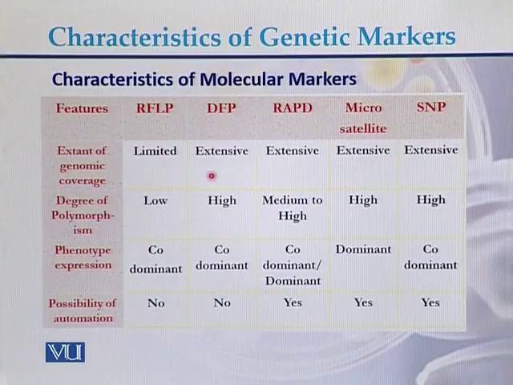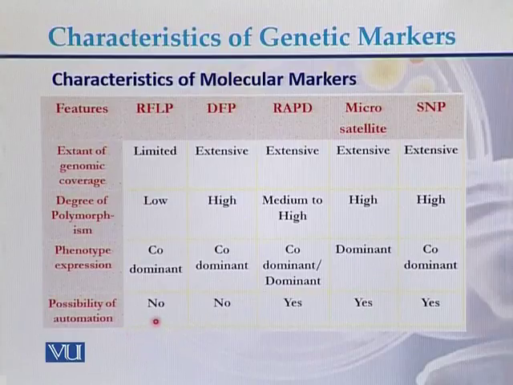Characteristics of the molecular markers in the form of extent of genomic coverage: RFLP is limited, while DFP, RAPD, microsatellite, and SNP are extensive and found throughout the genome. Degree of polymorphism in case of RFLP is low, in case of DFP high, RAPD medium to high, and microsatellite and SNP polymorphism is also high. Phenotypic expression in RFLP is codominant, in DFP also codominant, microsatellites usually dominant, and SNP codominant.